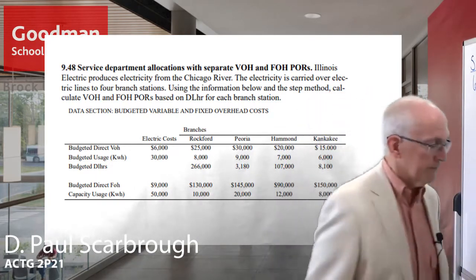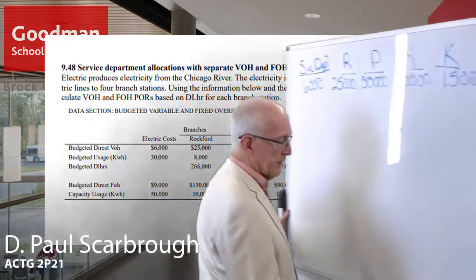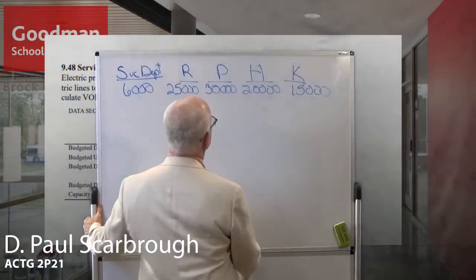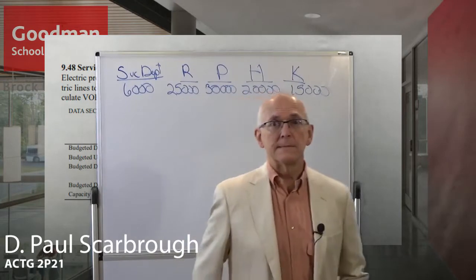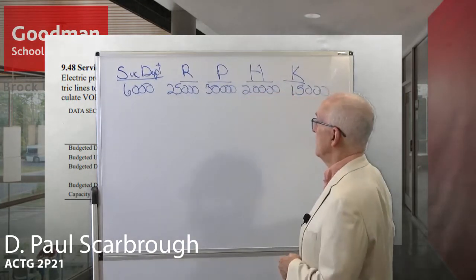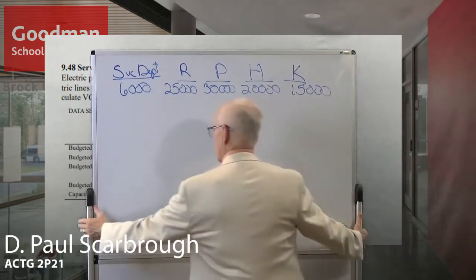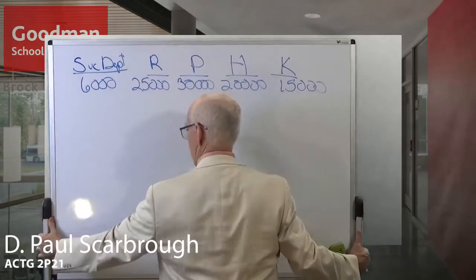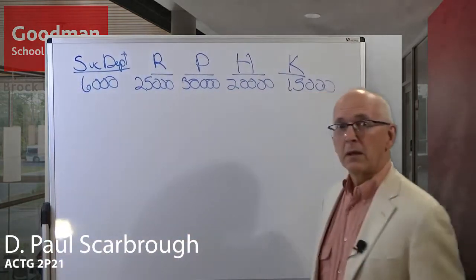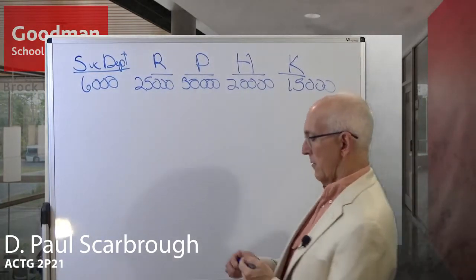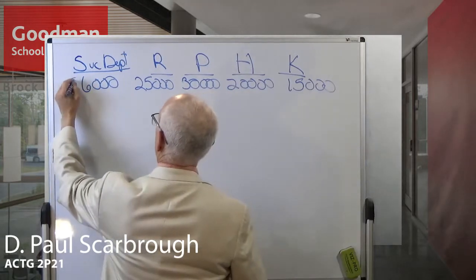Okay? So here we have the basic setup. We have service department and our 4 operating departments. Let me move that a little bit up here. So our 4 departments are here, and we have, these are all dollars. That was a mistake on my part.